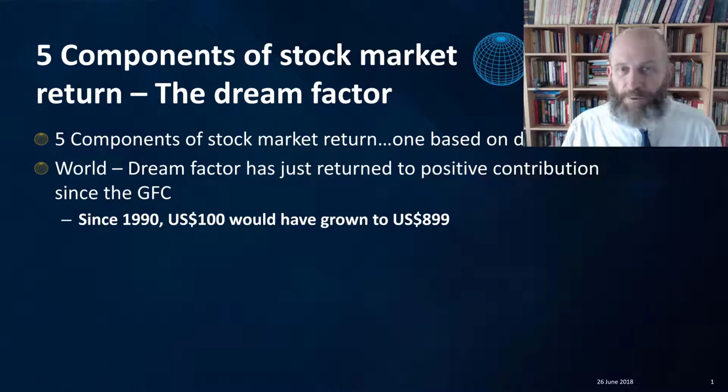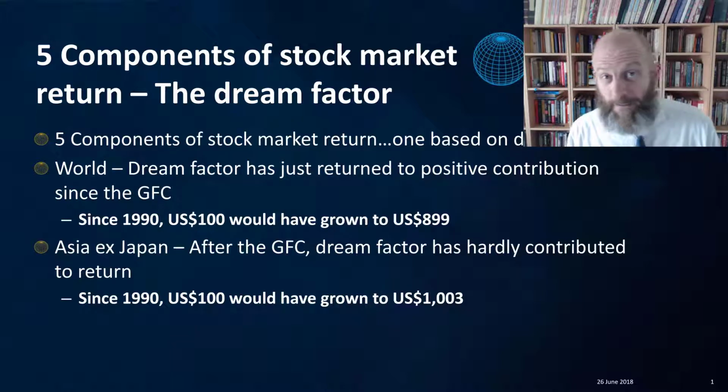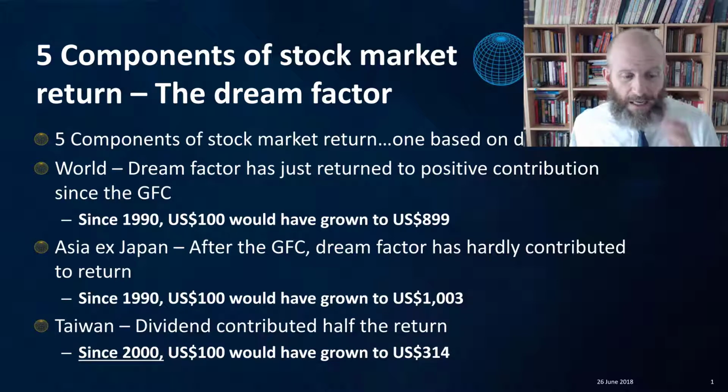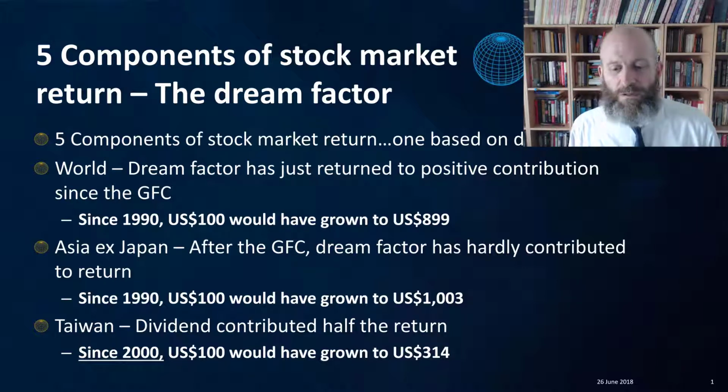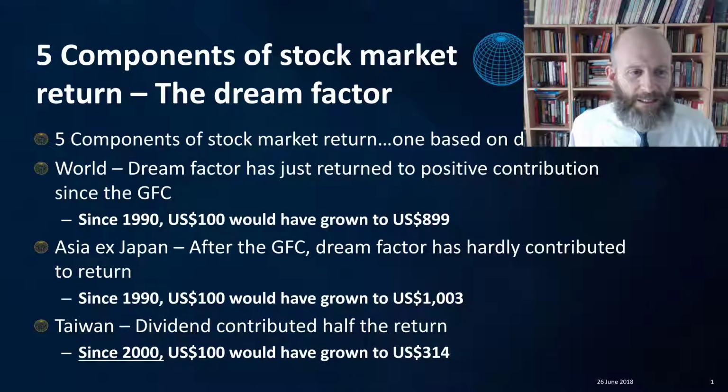Since 1990, if you had put $100 into the market, it would have grown to be 899. Now, if we look at Asia ex-Japan, after the global financial crisis, the dream factor has hardly contributed to return. Since 1990, 100 would have grown to be about 1,000. And in Taiwan, dividend contributed half of the return. What you'll see is that since 2000, 100 would have grown to be 314. That's over 17, 18 years now. I only go to 2000 for Taiwan because of some data issues.